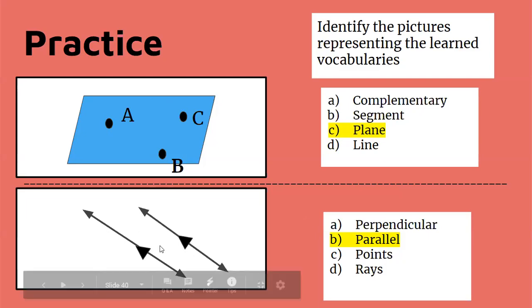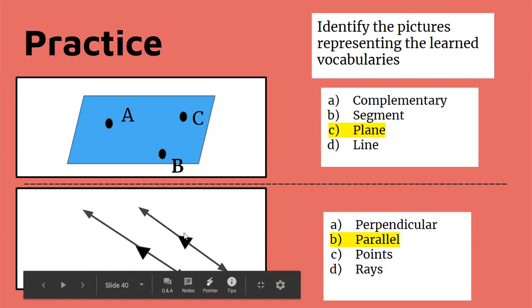Next we got parallel. This image is showing parallel. These two lines are parallel because even though they don't look parallel, these two arrows right here make them parallel. Just know that.